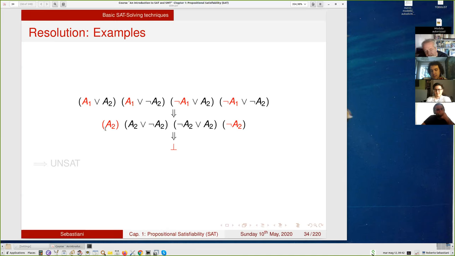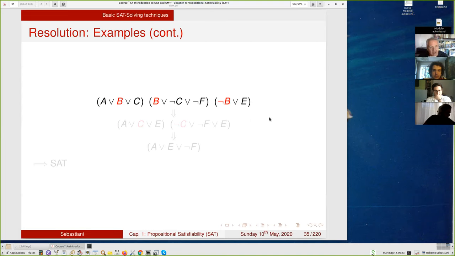And then from here, you apply, for instance, unit propagation, and you get false by propagating A2 in this clause here. Or vice versa, depending on what your heuristic selects first. So this is unsat, of course.